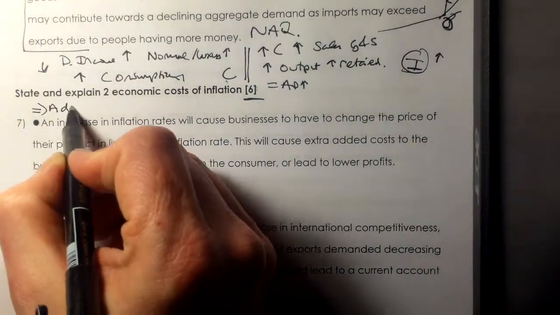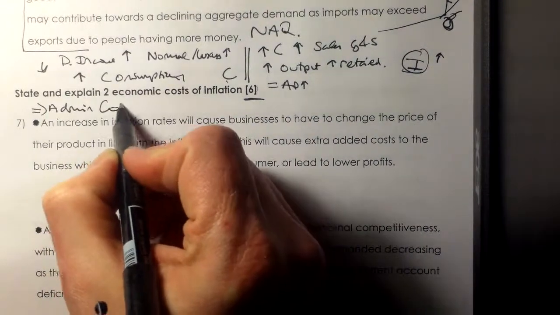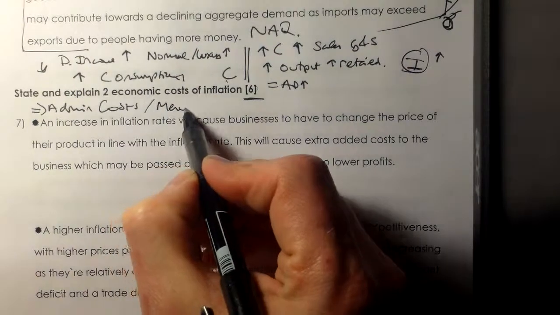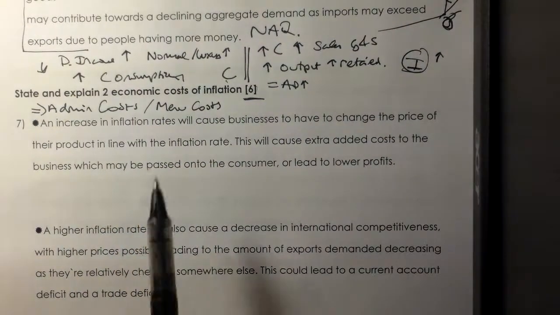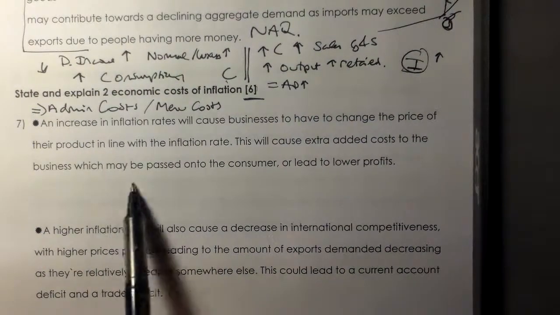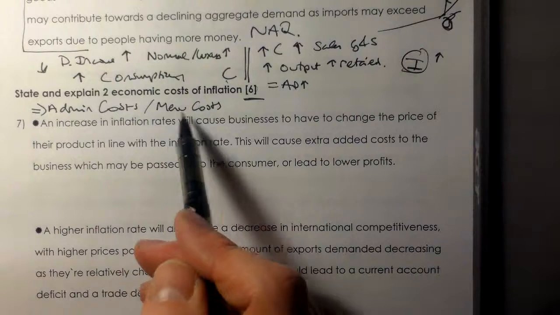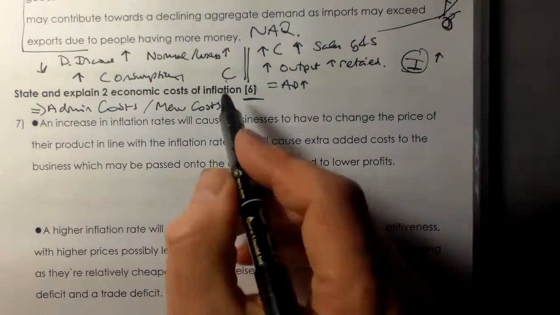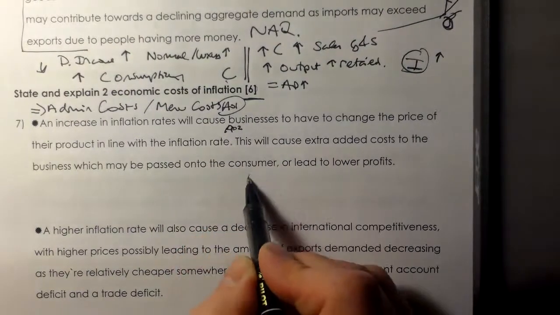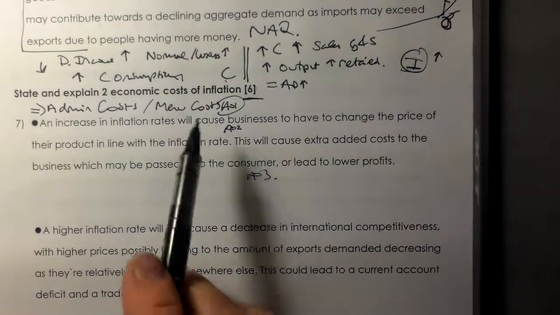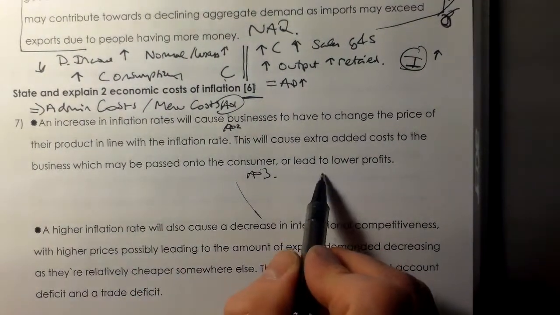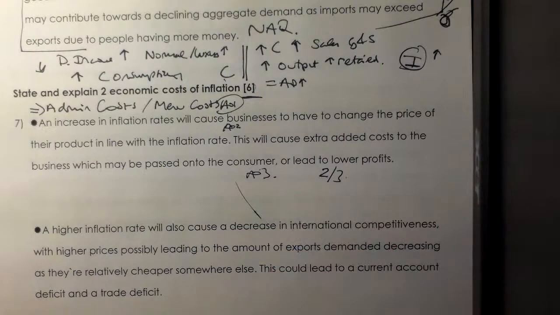So that is either administration costs or menu costs. So, changing the price of product in line with inflation, added cost of goods being passed on to the consumer. I think probably more likely to be menu costs from the definition that's given there, but that would have been AO1, then that would have been AO2, and then the last point would have been AO3. So it's missing kind of a key term there to link those parts to. So 2 out of 3 for the first part.